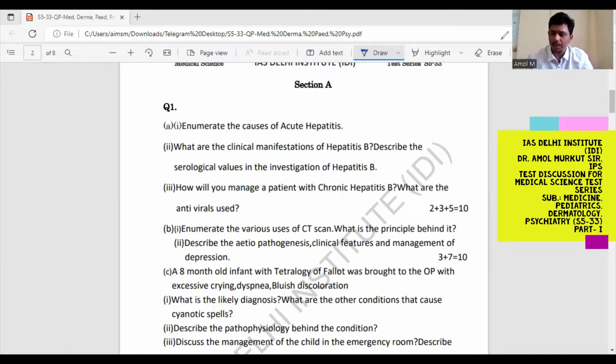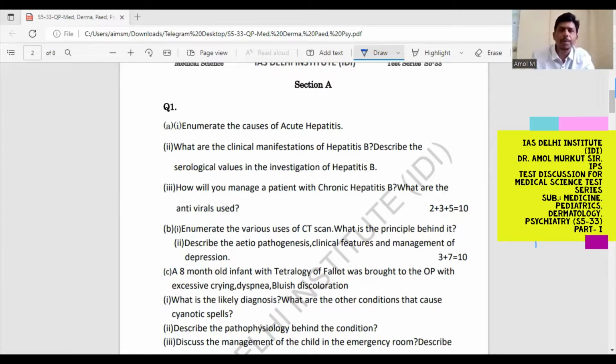Here we will today discuss the medical science paper of 2021. Medical science test series, the test number is S533, and it contains subjects of medicine, pediatrics and dermatology. As we can see, these are the important subjects of paper 2. So we will start with question 1.